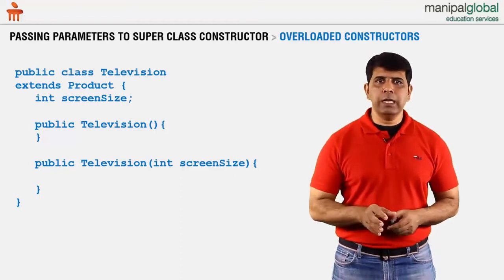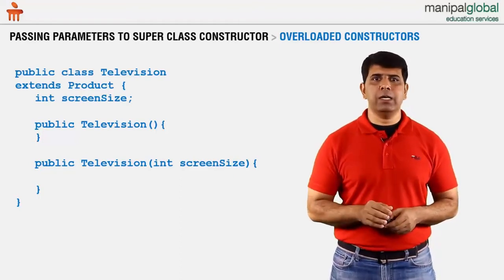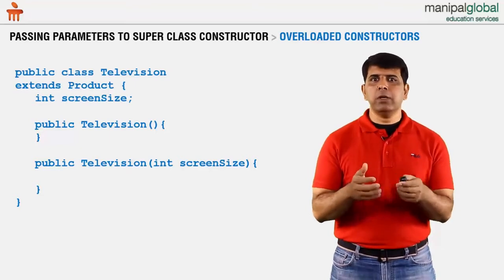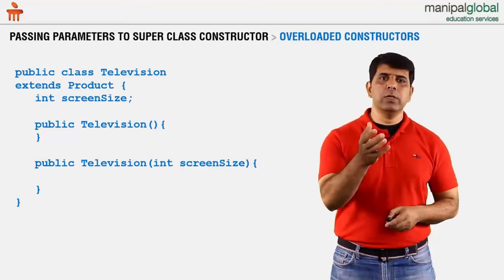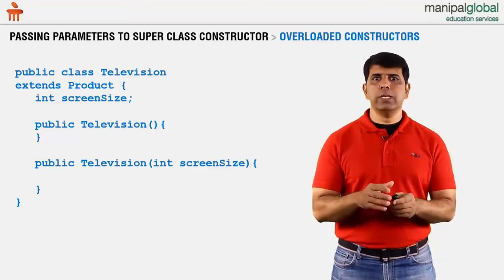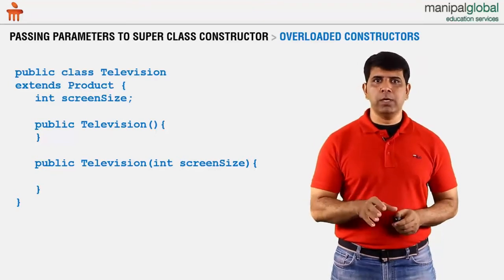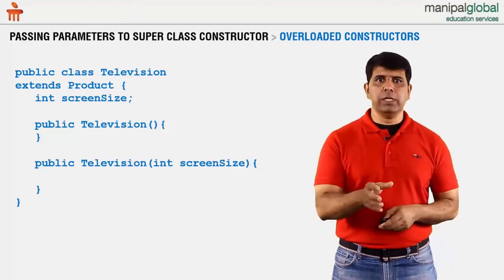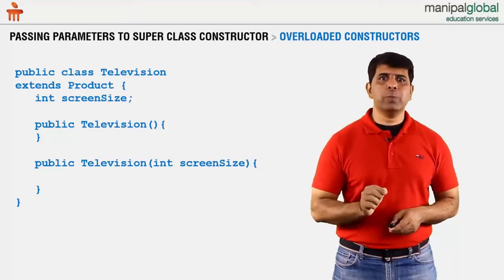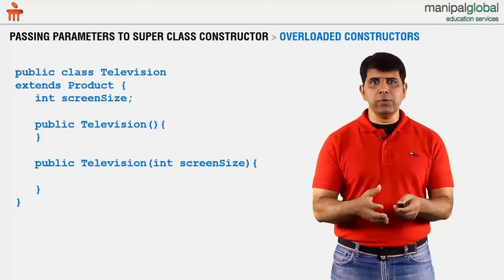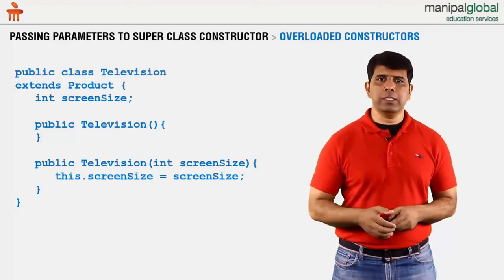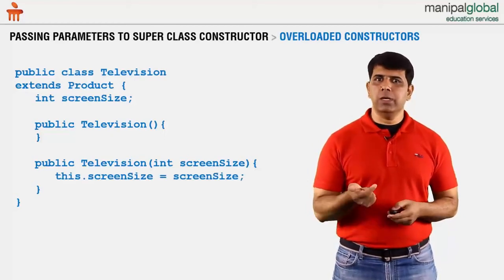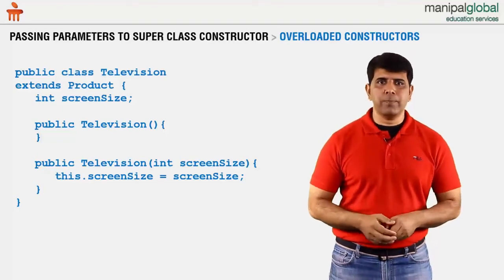Now since the television class has a screen size as a member variable, we would like to initialize that. And what do we have to do? We have a constructor which takes screen size. But remember, product has provided two more variables to the television class. So if you use this particular constructor to initialize the television, you are only initializing the screen size, not the name, not the price. Now that's going to be a problem.